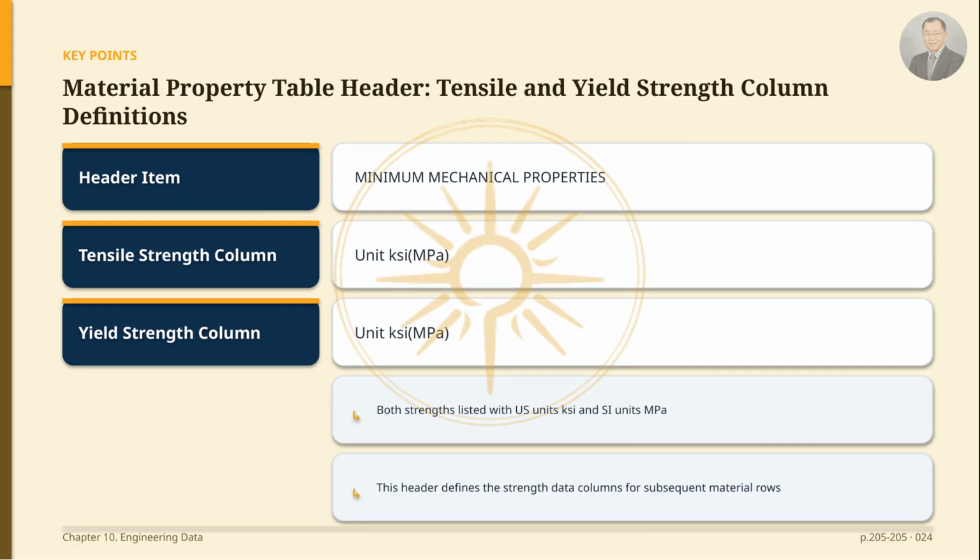This chunk defines the headers for the strength-related columns in the valve material properties table. The header is titled Minimum Mechanical Properties, which is then divided into a tensile strength column and a yield strength column. Both strengths are written in KSI units with MPa units in parentheses, providing both imperial and SI units. This header serves to define which column and which units the tensile strength and yield strength data for each subsequent material row will be entered into.